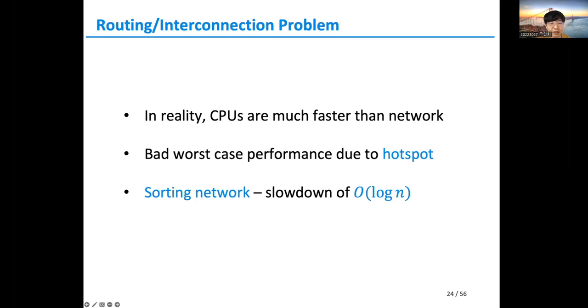There is a way how to diminish the effect of hotspots on deterministic solution. It is called sorting network. The sorting networks are known to have routing time complexity of big O of log n time. However, in order to achieve this time complexity, the degree should be extremely high. So it is infeasible to build this solution in a real machine yet.